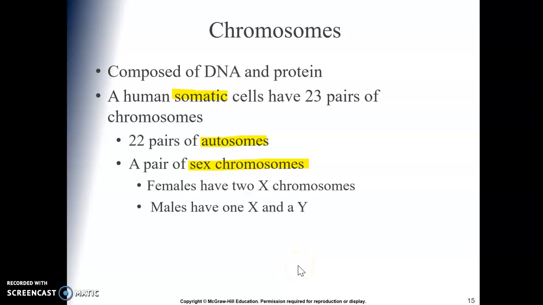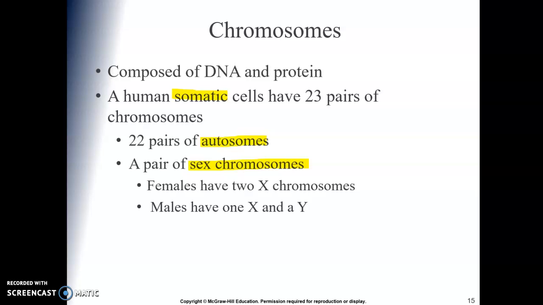Good morning, genetics students. We're going to pick up where we left off on our overview of the essential vocabulary for the course. When we last visited, we were talking a little bit about the central dogma of biology.